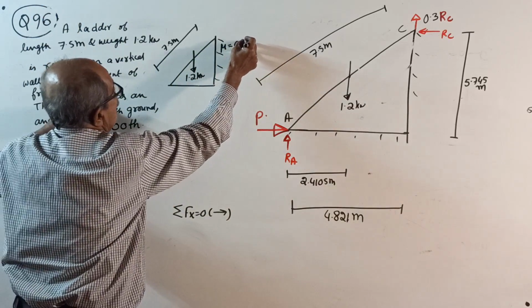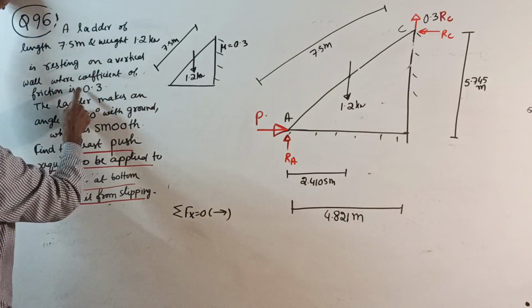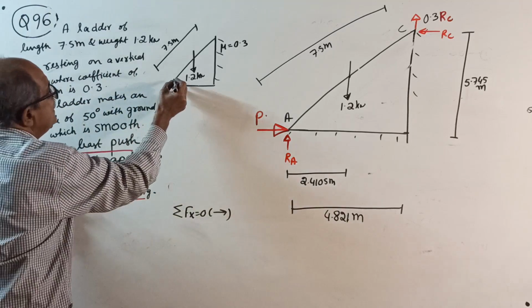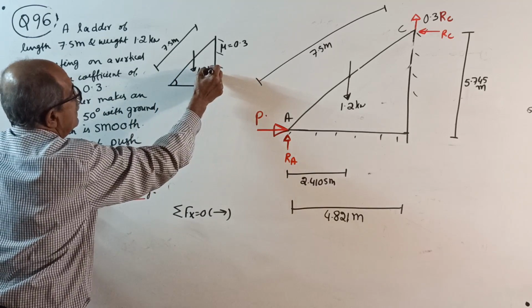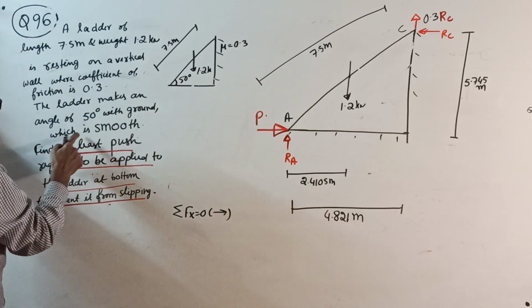0.3, they told. They told that the coefficient of friction is 0.3 and the ladder makes an angle of 50 degrees with ground level. This is 1.2 kilonewton, this is 50 degrees, and they told the ground is smooth.